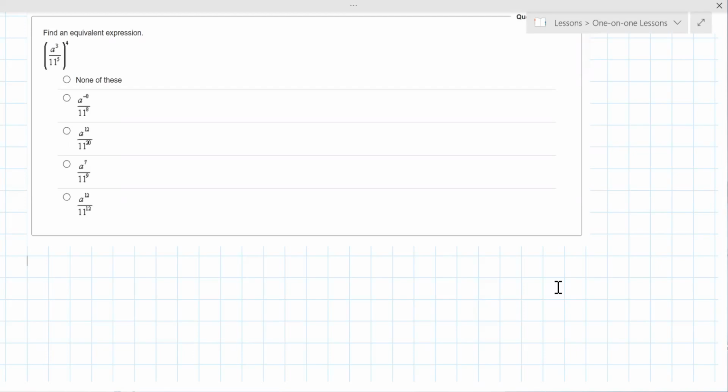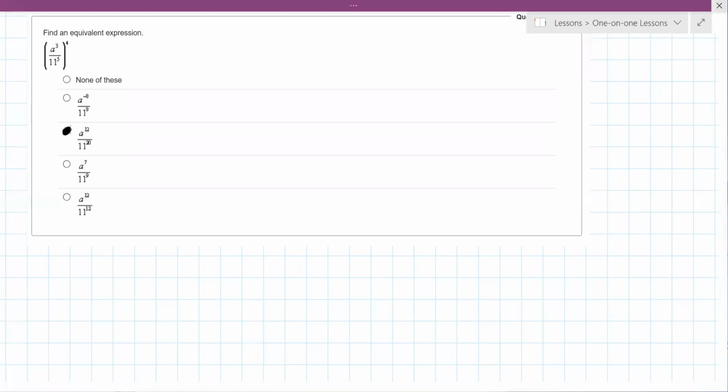All right, Christopher, I'm back. Do you have an answer for this? A to the 12th power over 11 to the 20th power. That's right. This one right here. Yes. All right, very good. So you're just applying a previous rule.